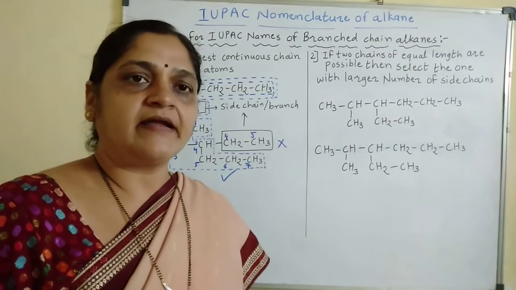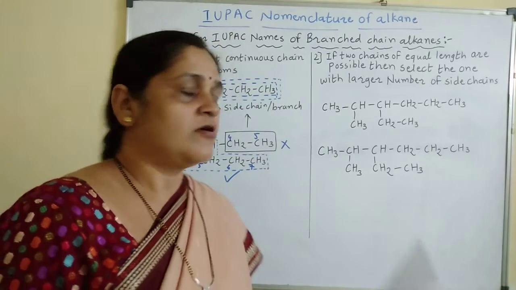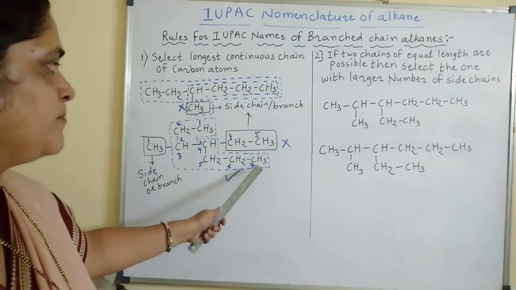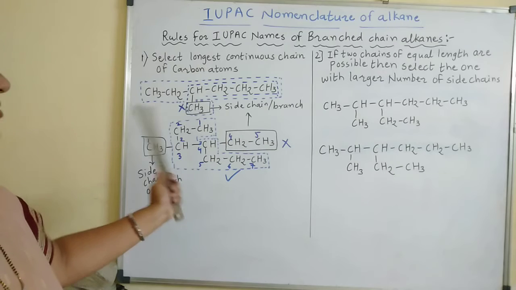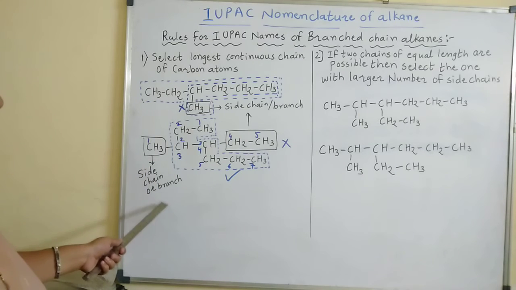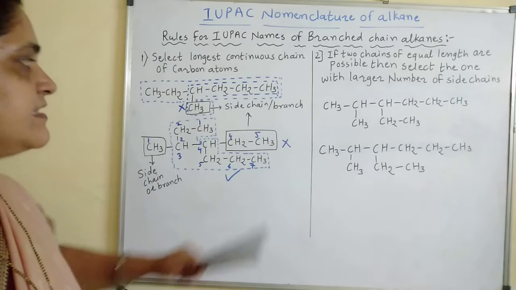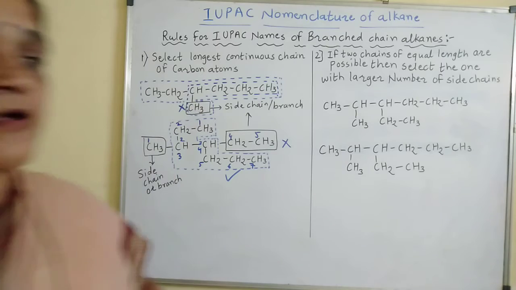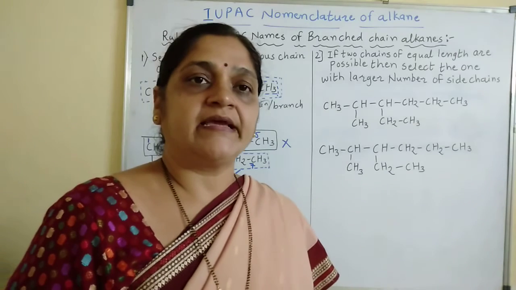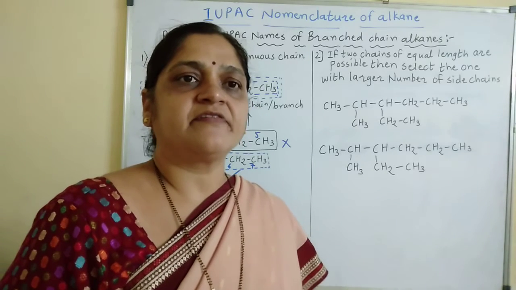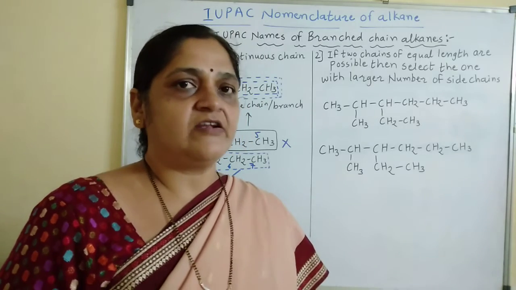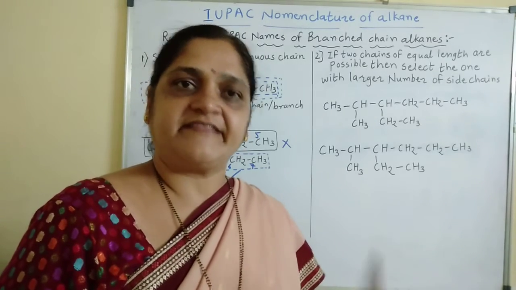So the parent hydrocarbon heptane is there, and when you select this chain, there will be 2 side chains or branches. One is a methyl group, another is an ethyl group. So you have to check in which way you will get the longest continuous chain of carbon atoms. It is not compulsory that it should always be a straight chain.